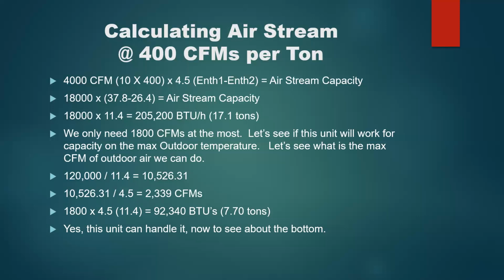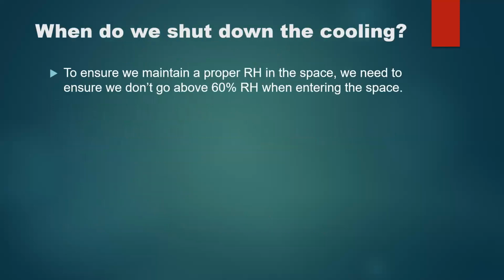Now our next issue is the bottom. Remember, we're bringing in 100% outside air. This is at design at the top, but there is a bottom. To maintain proper RH in the space, we need to ensure we don't go above 60%. Why 60%? Ideal relative humidity in the space is 40 to 60%. We're starting out at 50%, and we don't want to go above 60%.